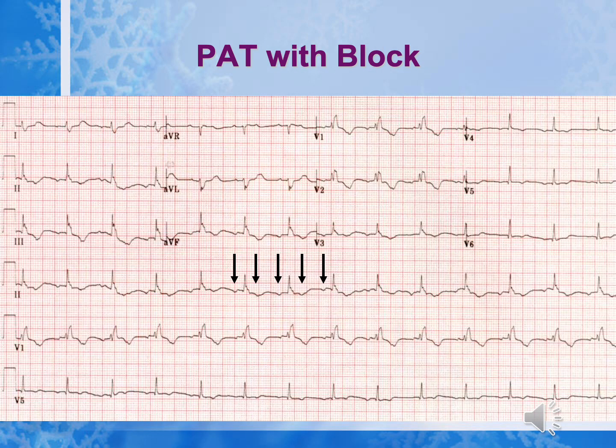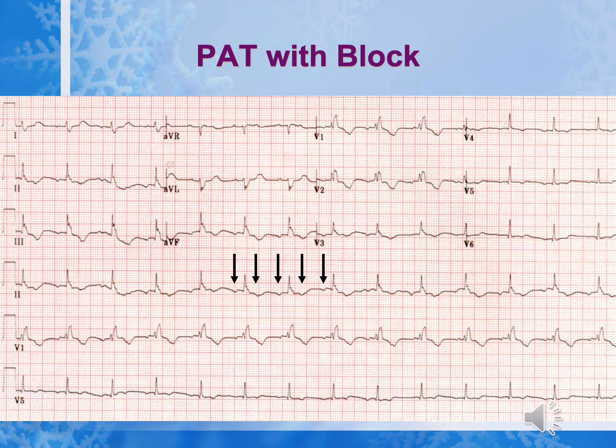This electrocardiogram shows black arrows identifying P waves, which are difficult to see because they are rapid with a rate in the range of 150 to 200 per minute. This represents a type of rhythm that we haven't discussed yet called PAT, paroxysmal atrial tachycardia.